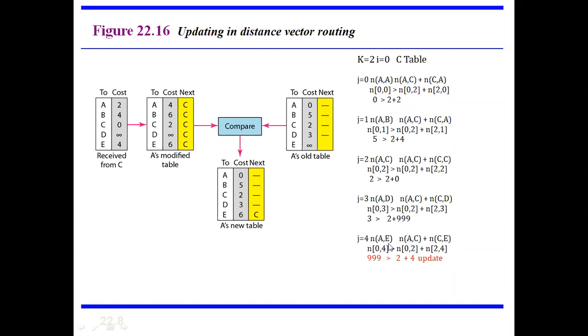Next we'll go to E. To reach A to E, we can use the C node. A to C, then C to E. What is the value? A to C is 2 and C to E is 4, so 2 plus 4 is 6. Now A cannot reach E because the infinity indicates there's no path. So this 999 is greater than 6, so now we have to update. We got a shortest path. In place of infinity, we're placing 6. So this is the new value, the shortest path. So we can reach E using the C node.